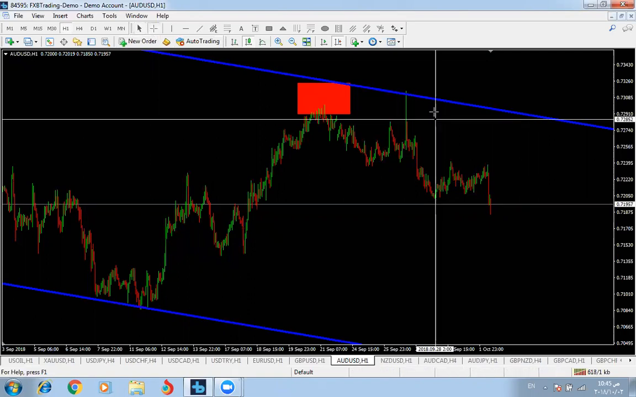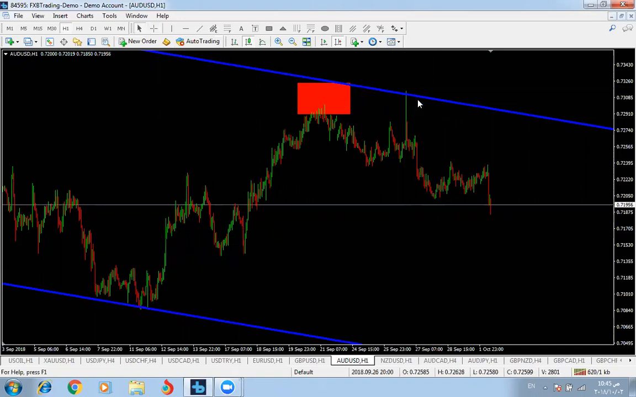Then we had a spike after the Fed news. This spike meant nothing to me because I look at this piece as a corrective piece also. I'll show you. This piece is not strong enough to consider as an impulse. So I kept neutral at that area.